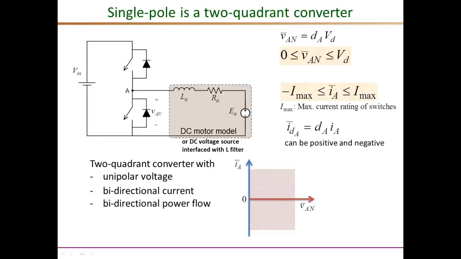So this is the capability of the single pole, and the limits are given by the VAN average limit, which is VD, and the current limit, which is really the ratings of the switches. So the current can be anywhere between minus Imax and positive Imax, where Imax is the maximum current rating of the switches. With the unipolar voltage and bidirectional current, the single pole converters end up achieving the capability for bidirectional power flow. This allows single pole converters, for example in DC motors, to achieve regenerative braking or to charge and discharge a battery using the same converter in battery management applications.